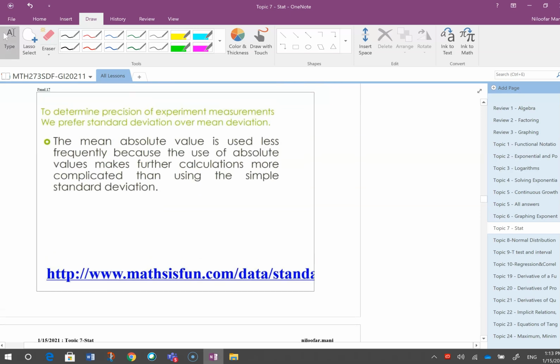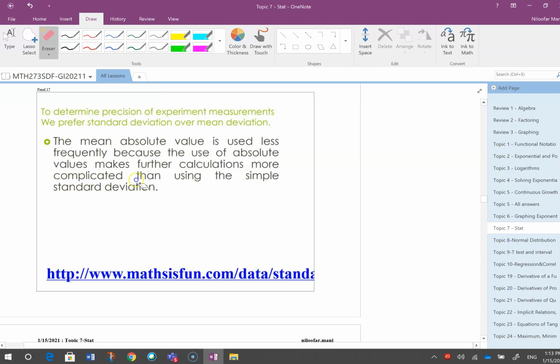So now I go to the next step, and it says that what we did so far for deviation is not bad, but we use it less frequently. So the mean absolute value that we did is used less frequently. What I use more frequently is the standard deviation.